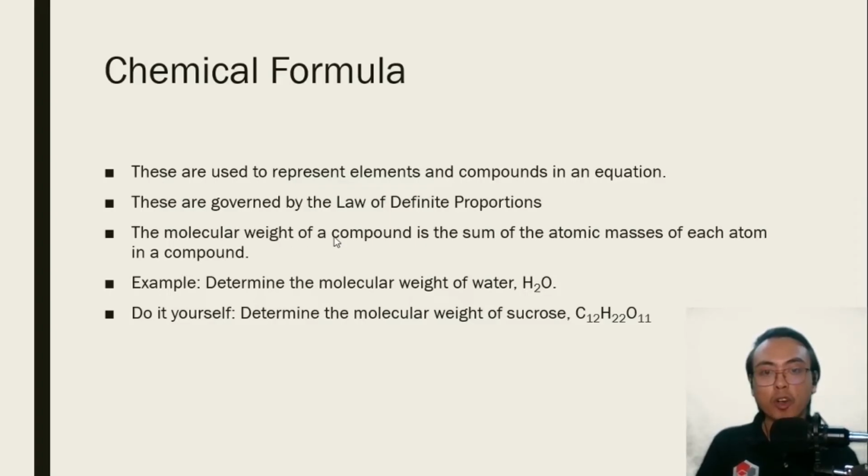The molecular weight of a compound is simply the sum of the atomic masses of each atom in a compound. So you will just be adding atomic masses. For example, determine the molecular weight of water. Water has a chemical formula of H2O. That means that it has 2 atoms of hydrogen and 1 atom of oxygen. So if you want to determine the molecular weight of water, we need to know the atomic masses of hydrogen and oxygen. So let's try to solve that.